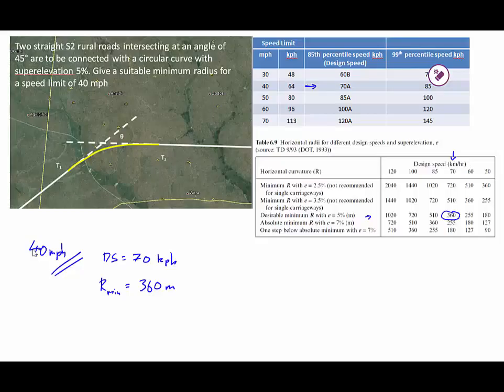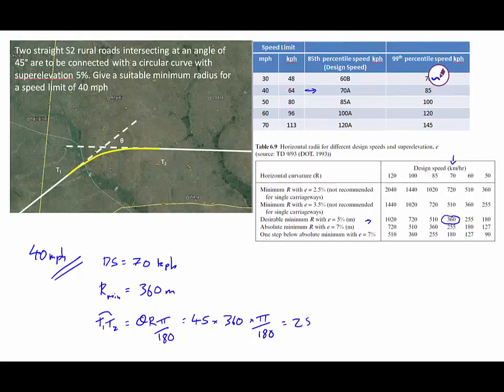If we also wanted to find the arc length, which it doesn't ask for, but let's do it anyway. And we multiply the intersection angle by the radius by pi over 180. That's just to convert it. And that arc length is 282.6 metres.